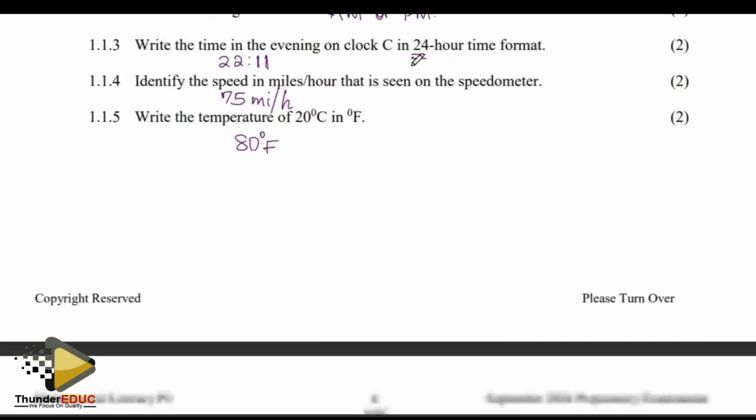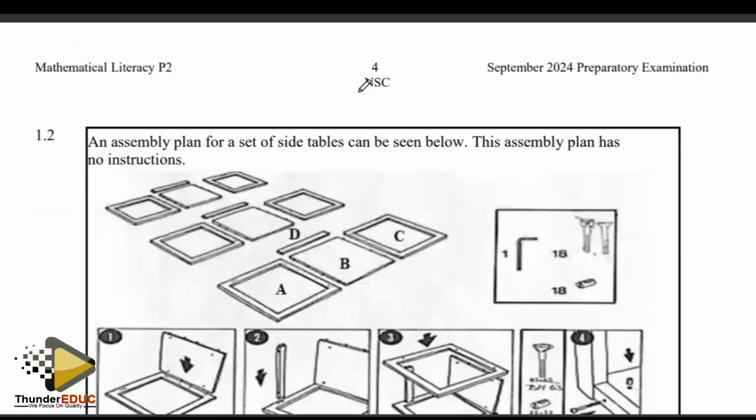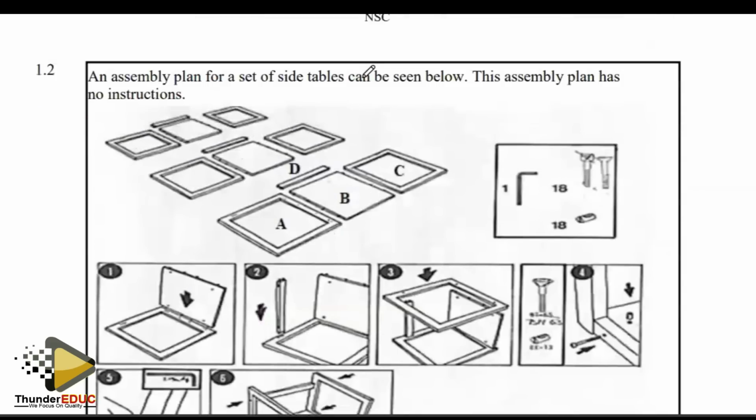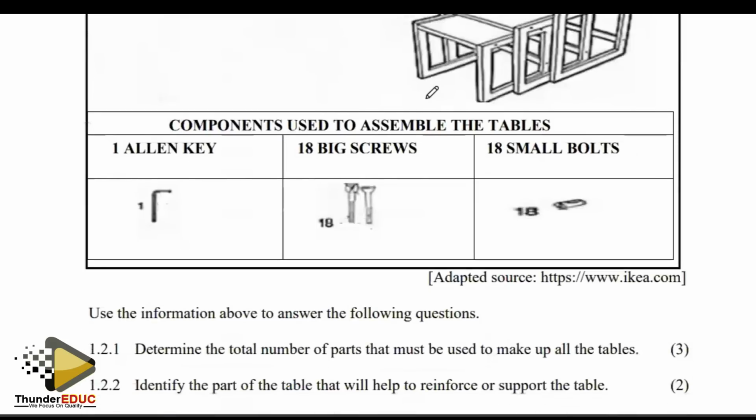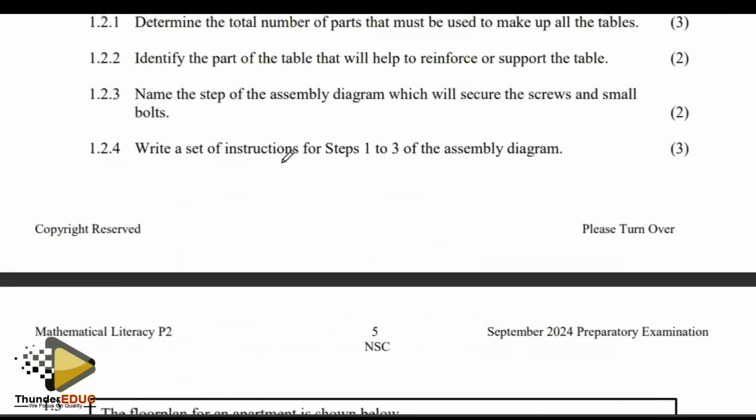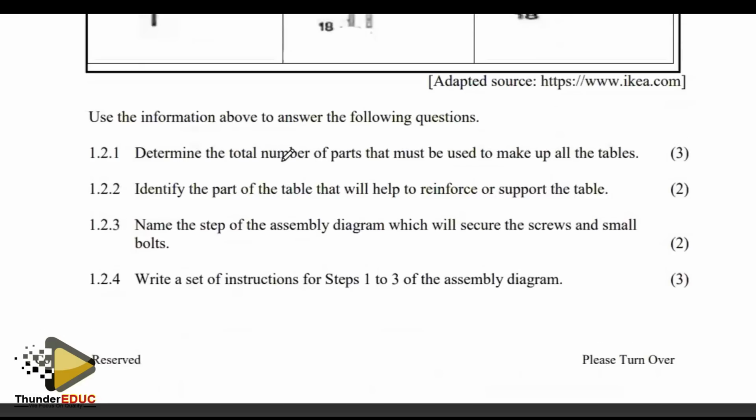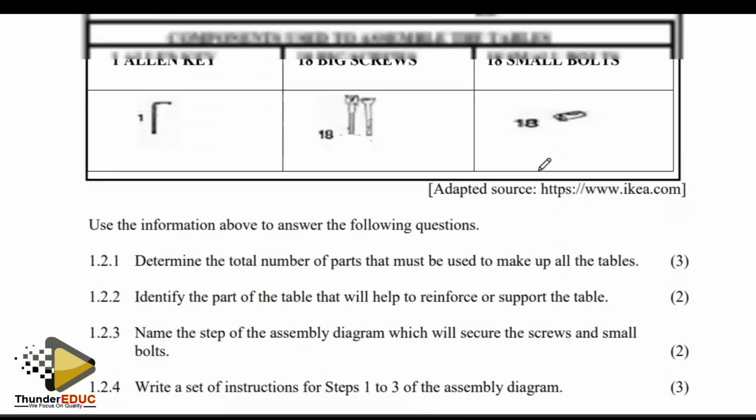All right, we go on and we look at question number 1.2. An assembly plan for a set of side tables can be seen below. This assembly plan has no instructions. You can look at the items that you need to assemble and steps to be followed. 1.2.1. Determine the total number of parts that must be used to make up all the tables.